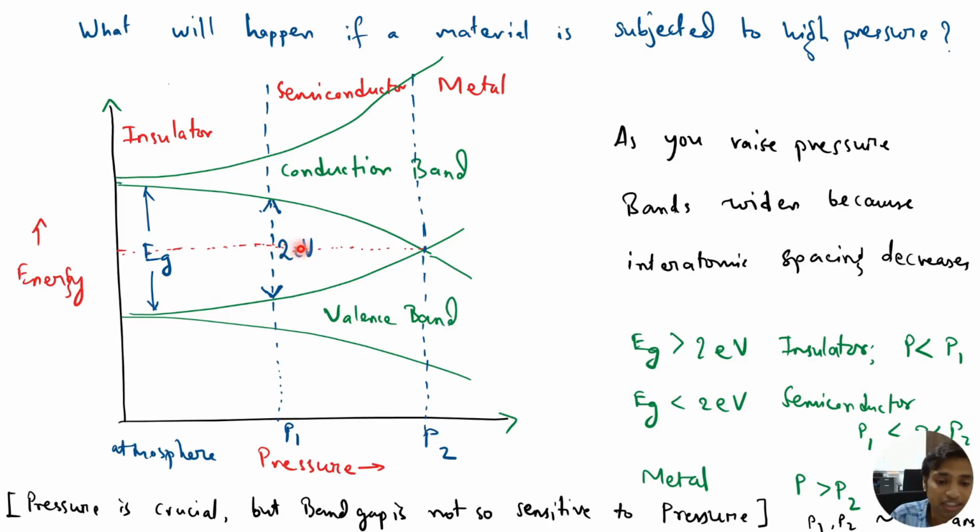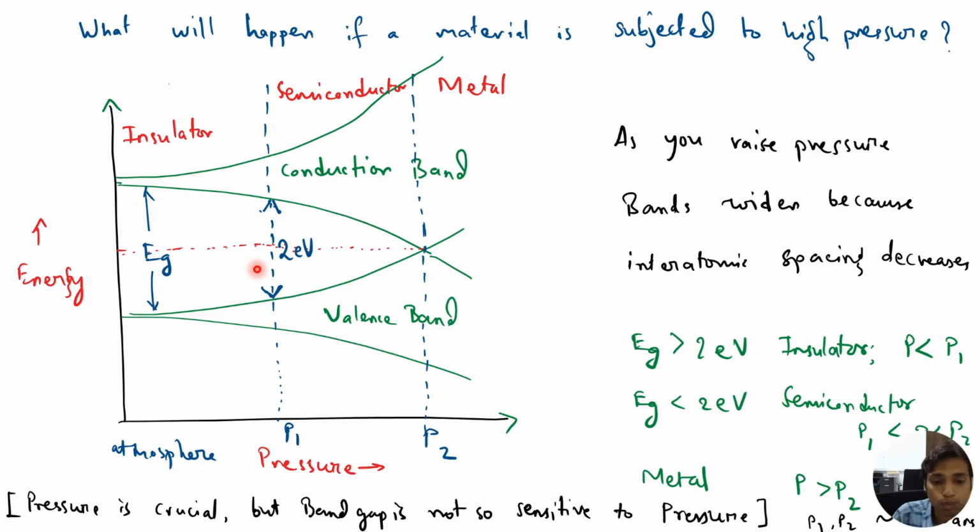If the band gap is less than 2 electron volt, it is a semiconductor. And if the bands are overlapping, then it is a metal, right? So now if you see this band gap from here to this point P1, this pressure P1, the band gap is more than 2 electron volt. So this is the region when the material is an insulator.